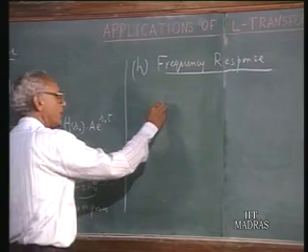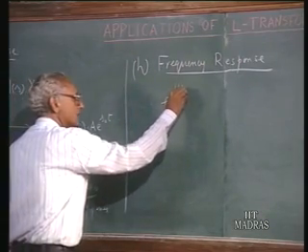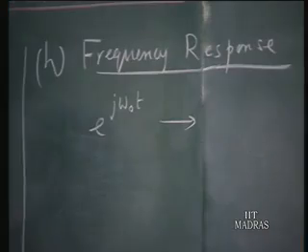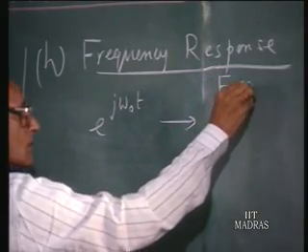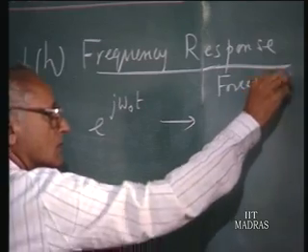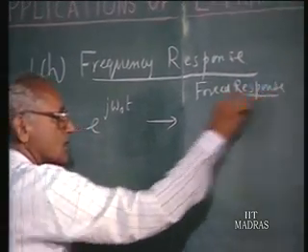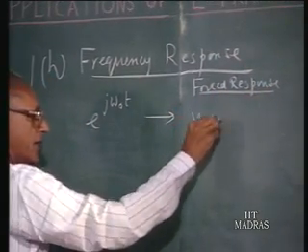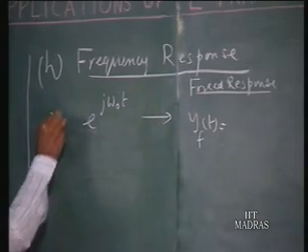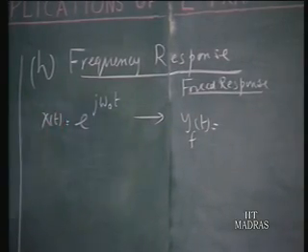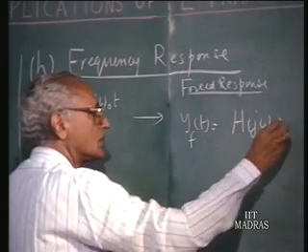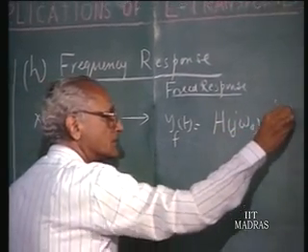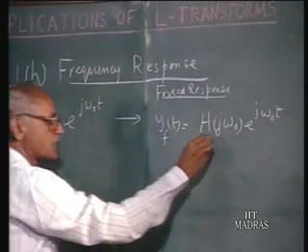Suppose you have e to the power of j omega naught t as the input quantity. Then we know the forced response of the system, y_f of t, for this x of t. The forced response is H of j omega naught times e to the power of j omega naught t. So this is the frequency response function.